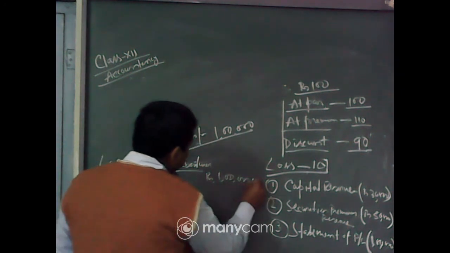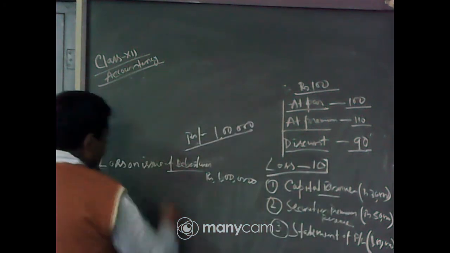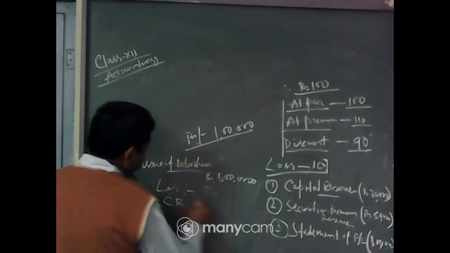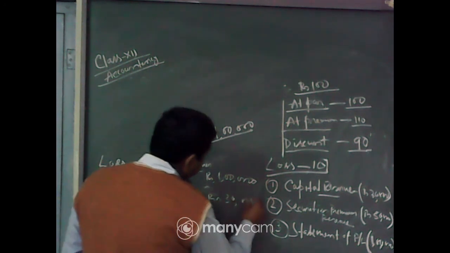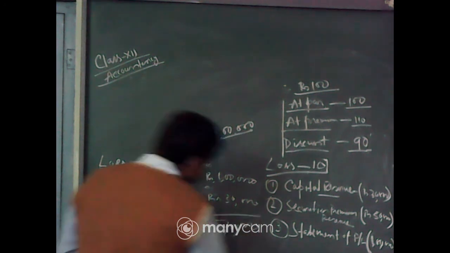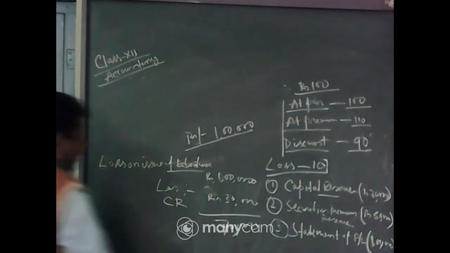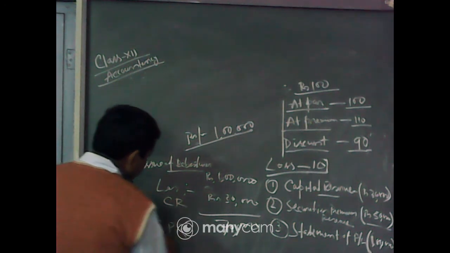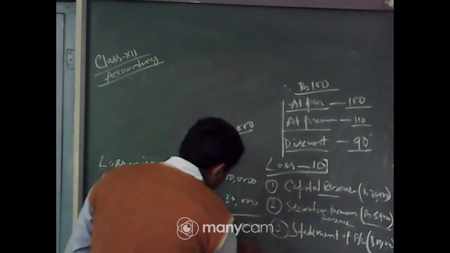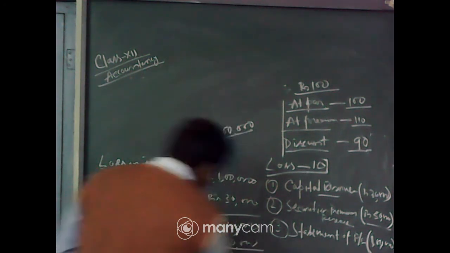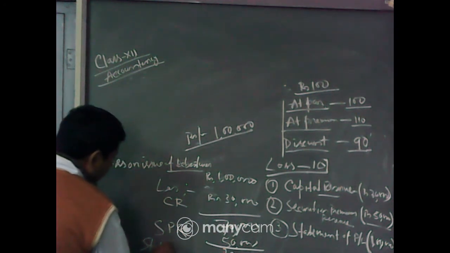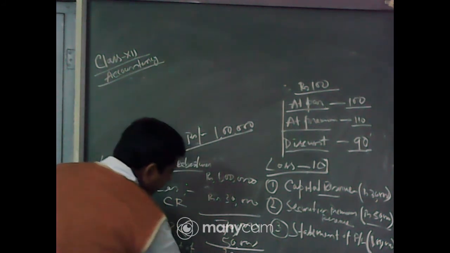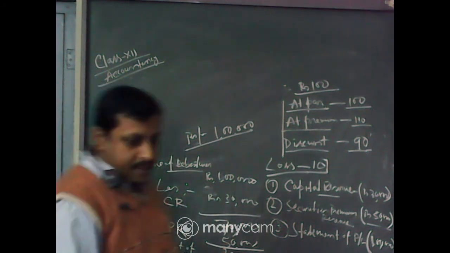1 lakh. Now, first we deduct capital reserve, less CR rupees 30,000. Still there is 70,000 rupees left. So we take securities premium reserve, SPR, in short, that is 50,000. Still there is 20,000 left and this 20,000 you have to deduct from the statement of profit and loss. That's how you write off the loss on the debentures.